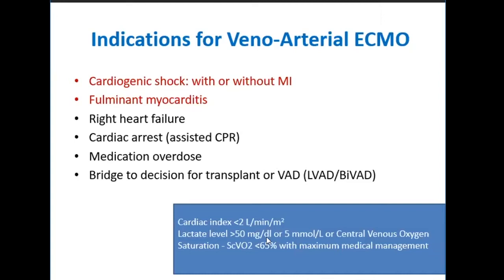And the functional status, if the patient's cardiac index is less than 2 liters per minute per meter square, that will severely decrease cardiac output. The patient's lactate is going more than 5 millimole, and the central venous oxygen saturation is also less than 65 or 60% in spite of all vasopressors and the cardiac support medicine, we can say that we can think the patient to be placed on the VA. So this is how you choose the patient to put on the VA.